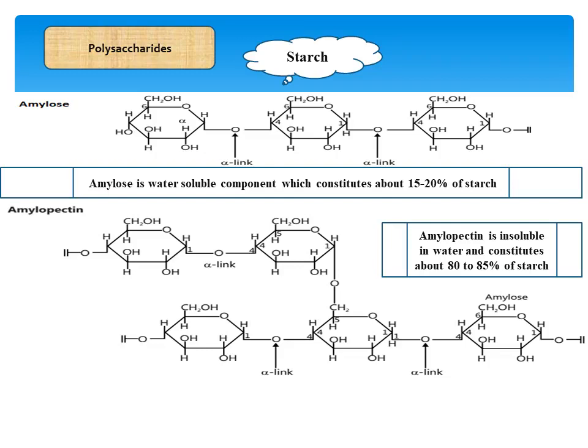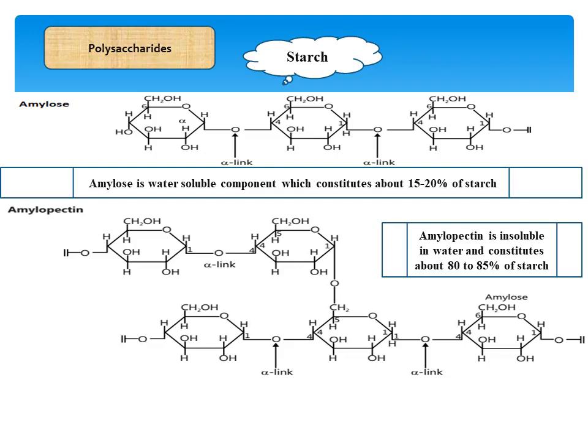Now talking about the amylopectin, that is the second one. Amylopectin is totally different from the amylose. It is insoluble in water, and it constitutes about 80 to 85% of the starch. Means a major amount of starch is present as amylopectin. It is a branched chain polymer of alpha-D glucose units. Here also the glycosidic linkage is present between the carbon 1 and carbon 4 of the alternate monosaccharides.